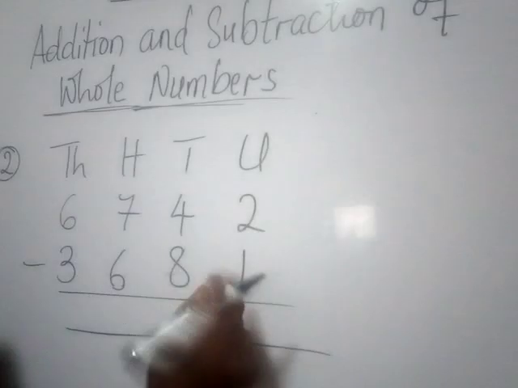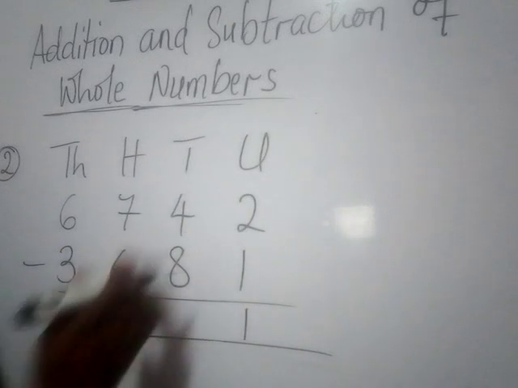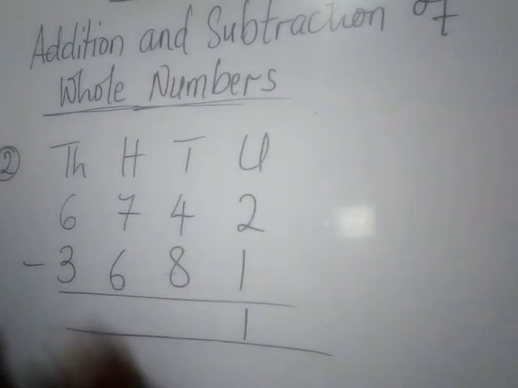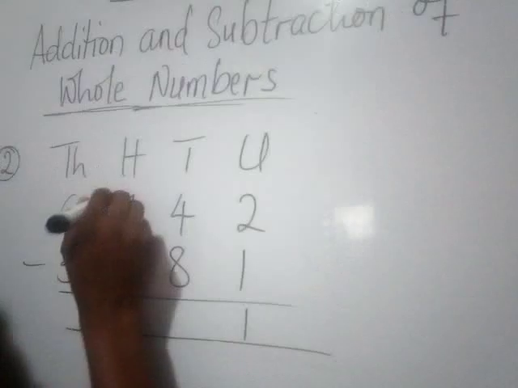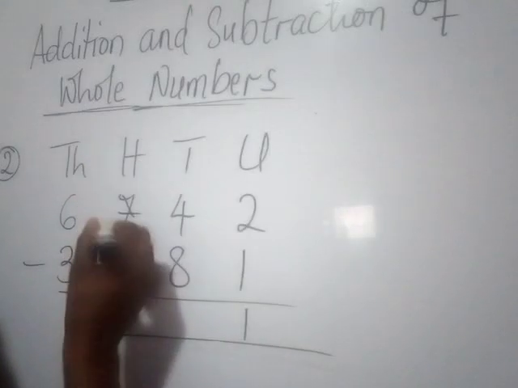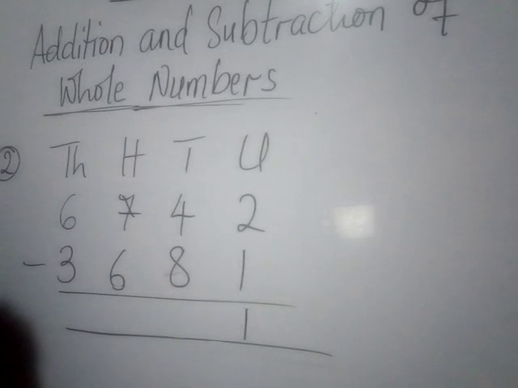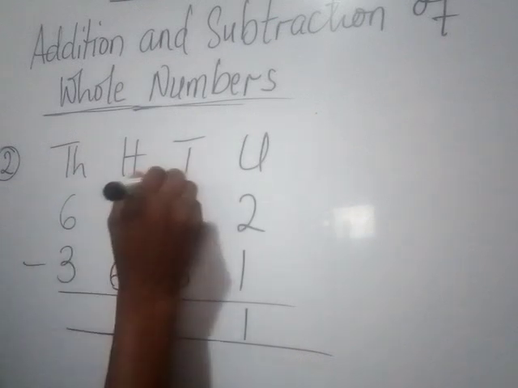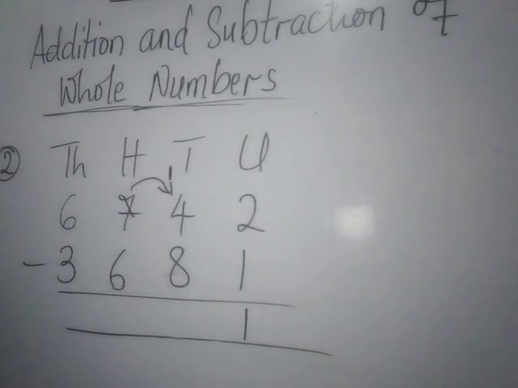Okay, so 2 take away 1, we have 1. 4 take away 8, we know that 8 is bigger than 4. So there's no way we can take away 8 from 4. So what do we do? We come to the nearest neighbor for help. Now remember this 7 here is in the column of hundreds. That means this is 700. So the least thing 7 can do for us is give us 1, just 1 out of itself. And that one that 7 gives is what? 100.